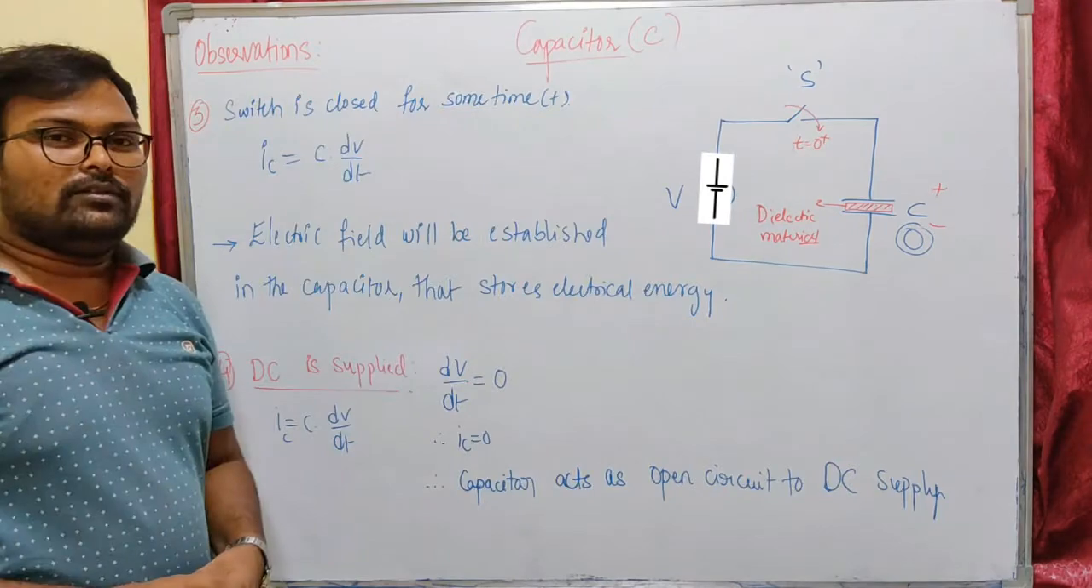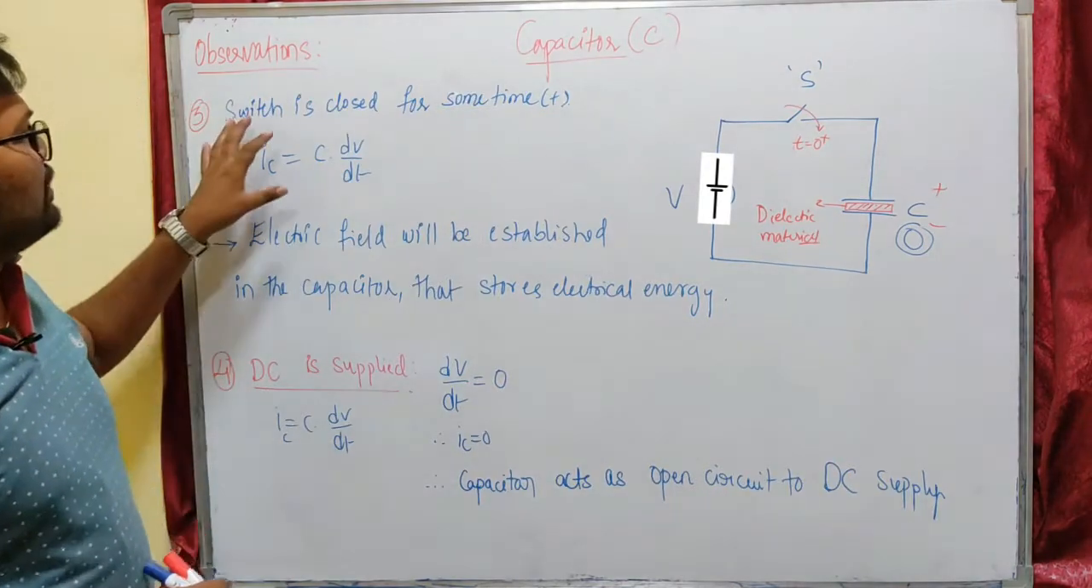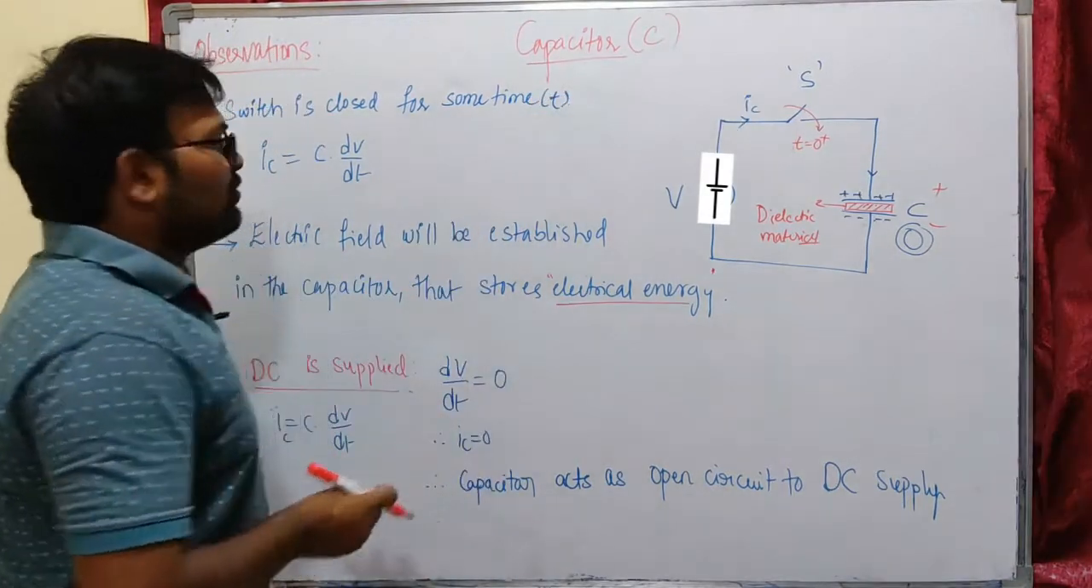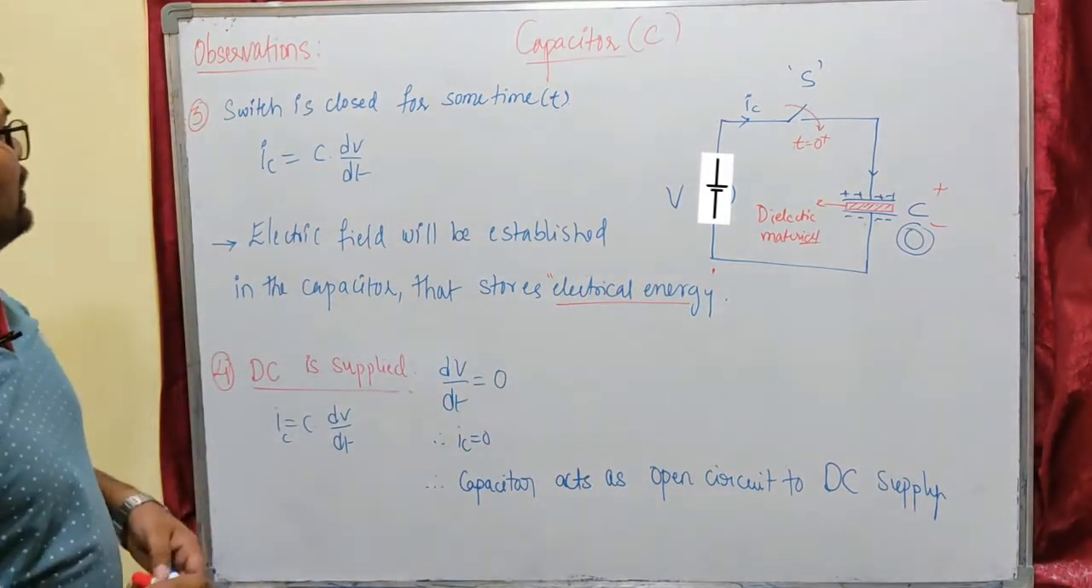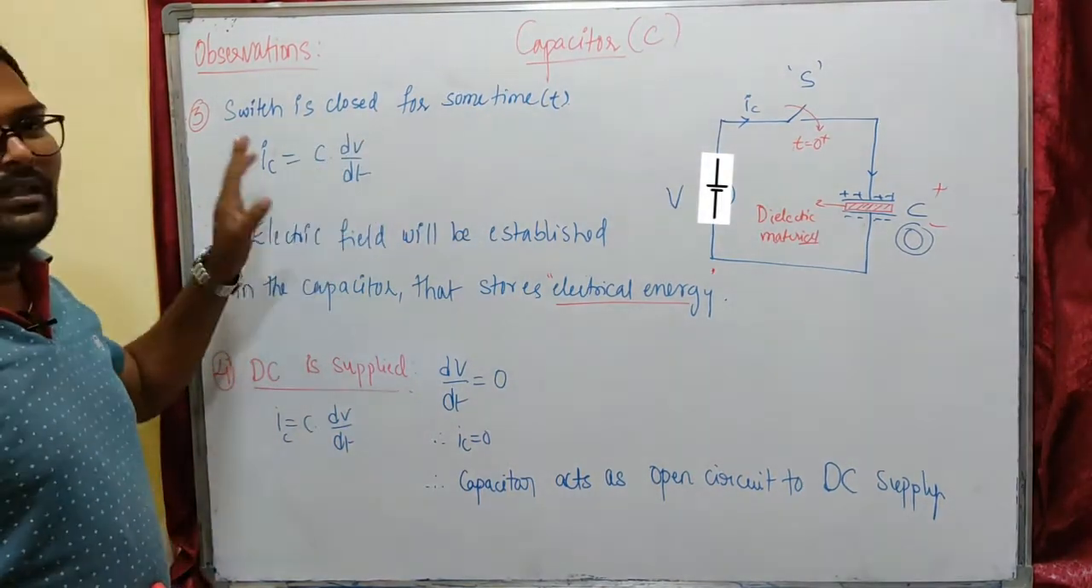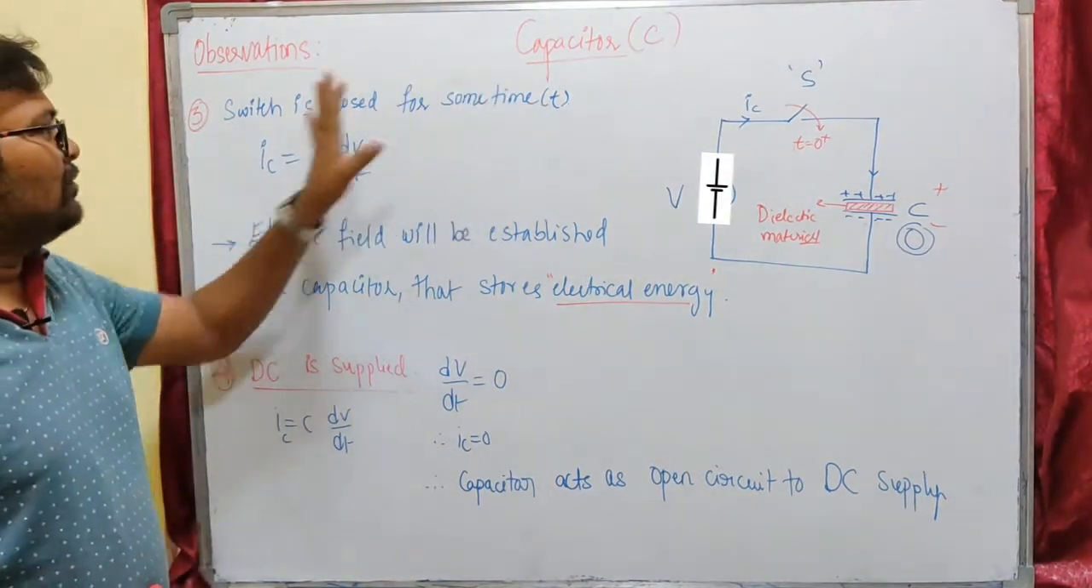Now let us see the third observation, that is, the switch is closed for some time t, which is not equal to 0 plus. Now it is some time. Now what happens?